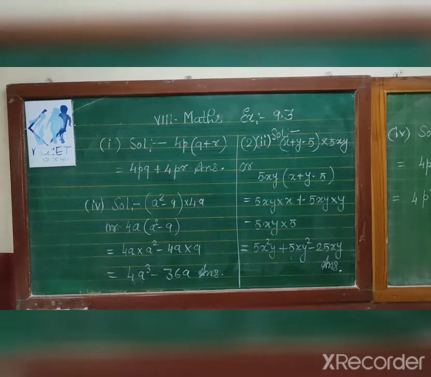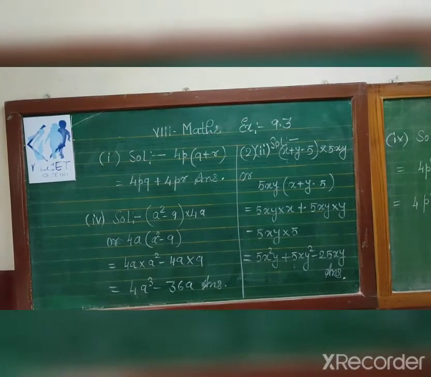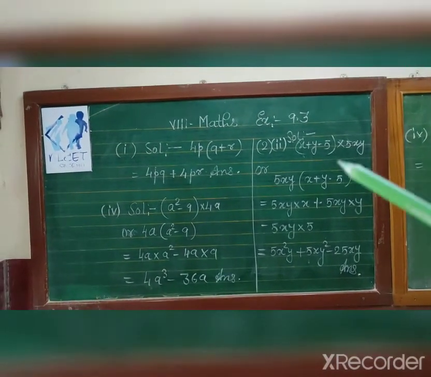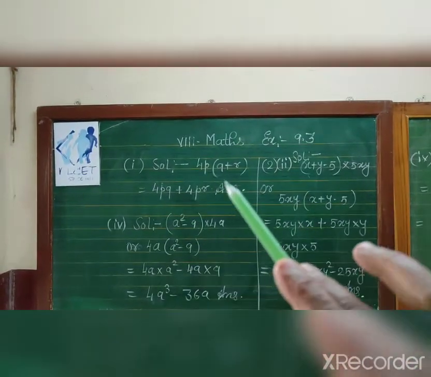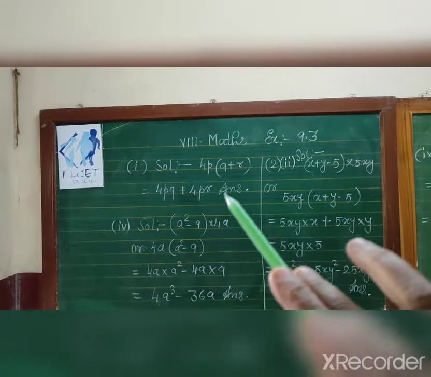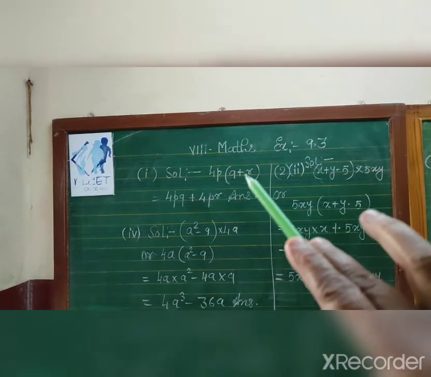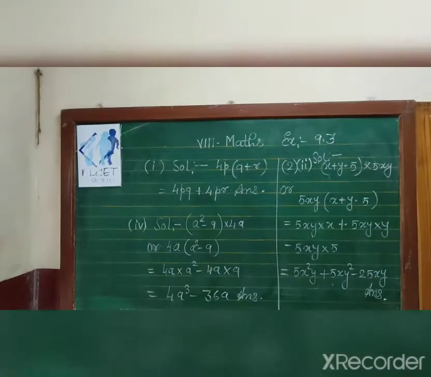8th standard students, let us start exercise 9.3. You can see the first question, question number 1: 4p into (q plus r). So 4p into q is 4pq, plus 4p into r is 4pr. The middle sign inside is addition, so you will put an addition sign here. So it is the answer.